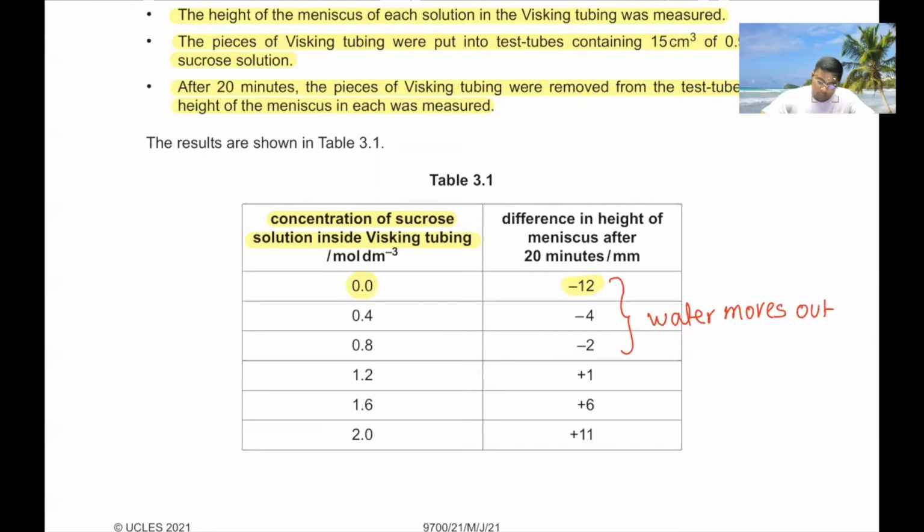And from 1.2 to 2.0, we can see in all of this, water moves in. Okay.